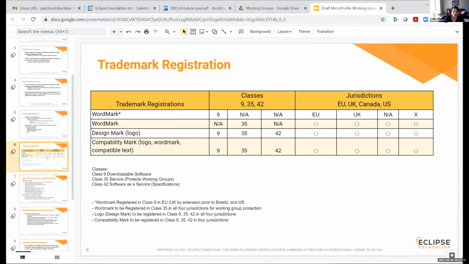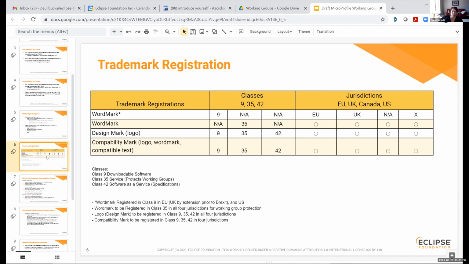Sure. Thanks, Paul. Okay, so we had originally for the MicroProfile project trademarked or registered the trademark for Class 9, and that was done for the European Union, the United Kingdom, and the United States. So that was all done as part of MicroProfile being a project with the Eclipse Foundation. So one of the things we now need to do is ensure that we protect the working group name of MicroProfile. So that means we will be registering in Class 35, and we will do that across all 4 jurisdictions. So European Union, United Kingdom, Canada, and the US.